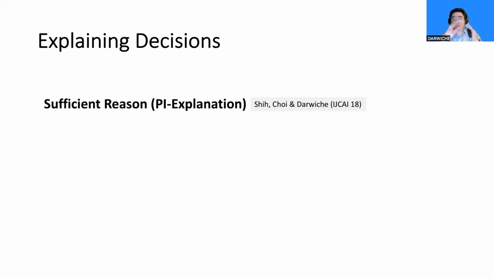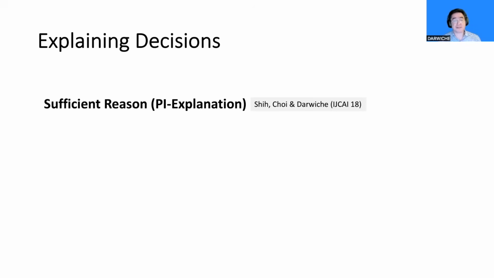So if you have a classifier, it's a box, you pass it an instance. Let's say you have 100 features, and therefore the instance is a value for each of the features, and a decision comes out. A sufficient reason for the decision is a minimal subset of the characteristics that you passed as an input, a minimal subset that guarantees the decision.